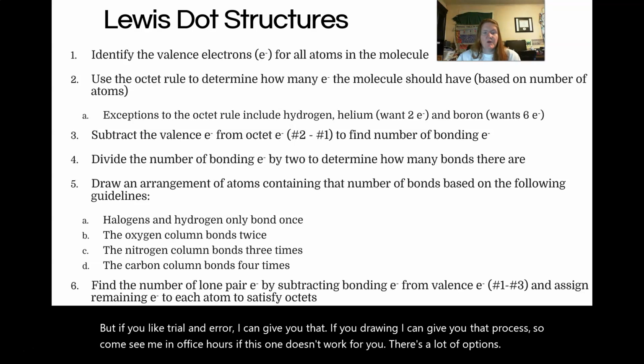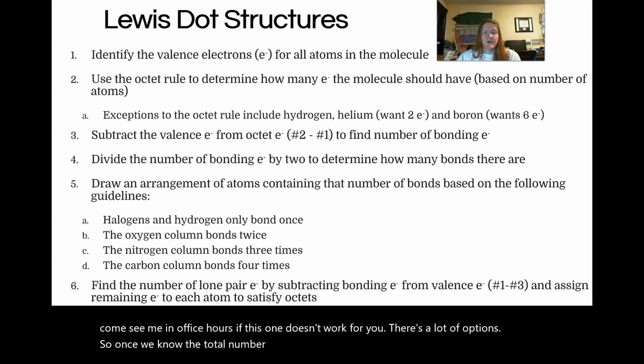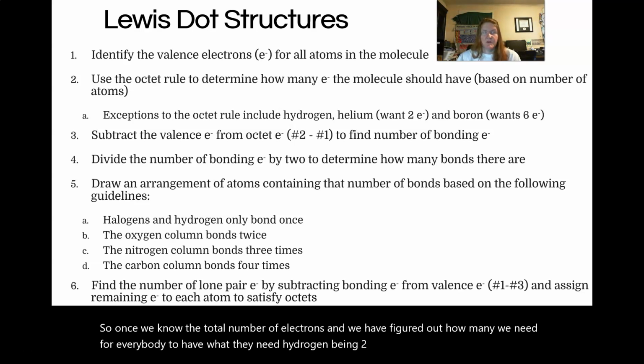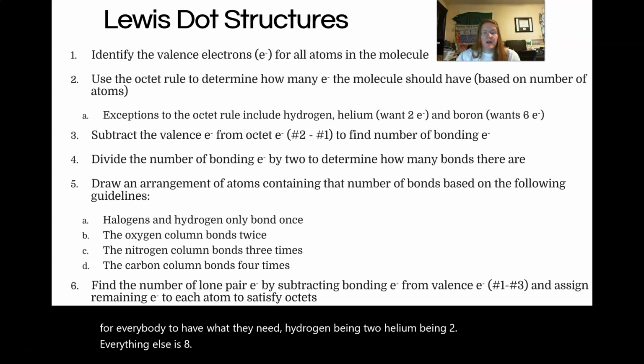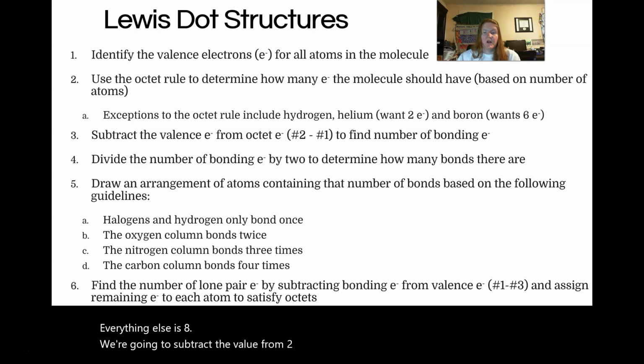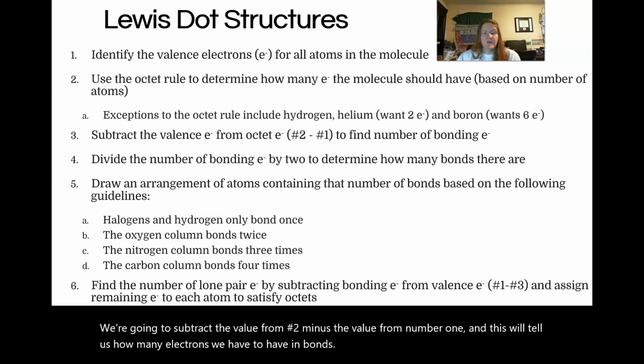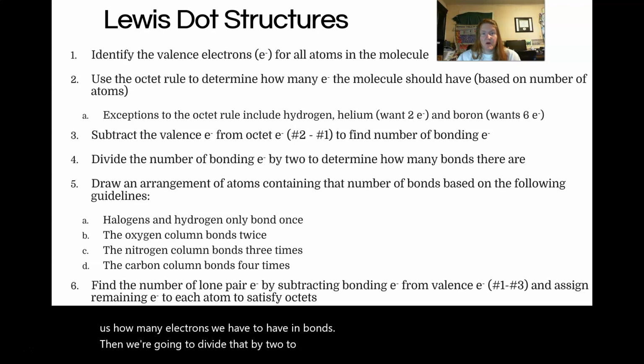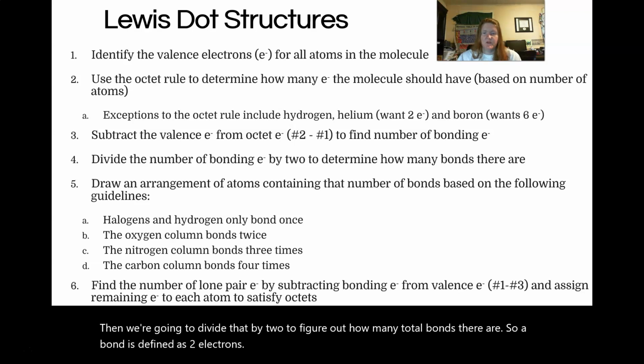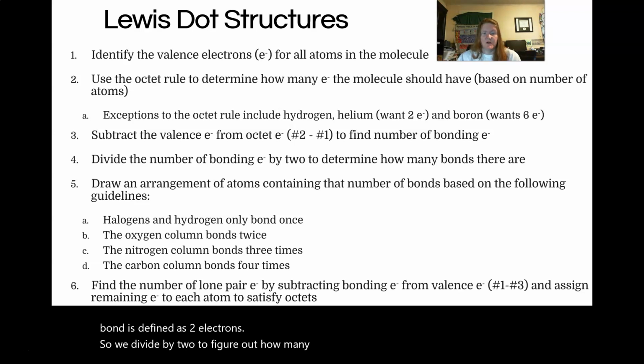Anyway, once we know the total number of electrons and we have figured out how many we need for everybody to have what they need, hydrogen being 2, helium being 2, everything else is 8, we're going to subtract the value from number 2 minus the value from number 1, and this will tell us how many electrons we have to have in bonds. Then we're going to divide that by 2 to figure out how many total bonds there are. A bond is defined as 2 electrons, so we divide by 2 to figure out how many bonds to fit into our structure.